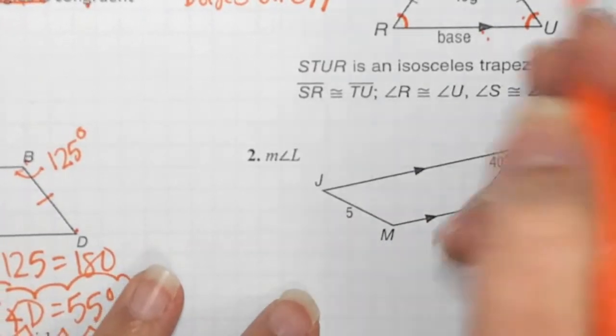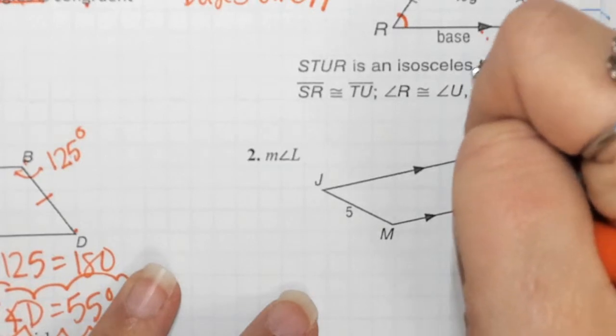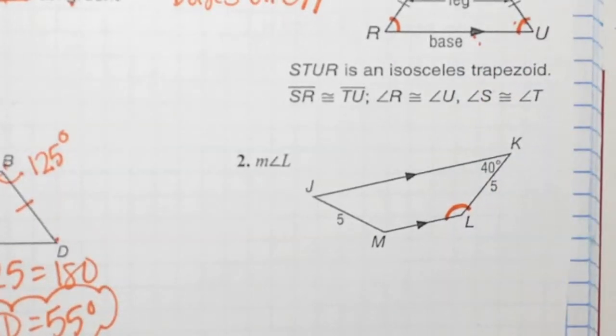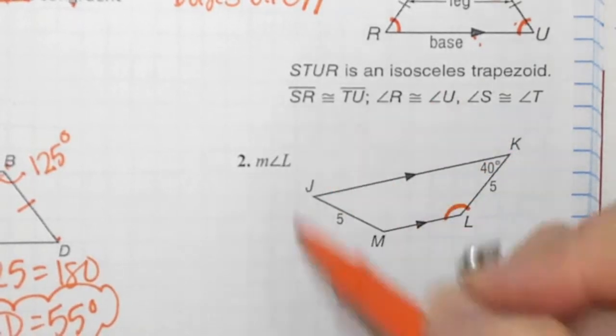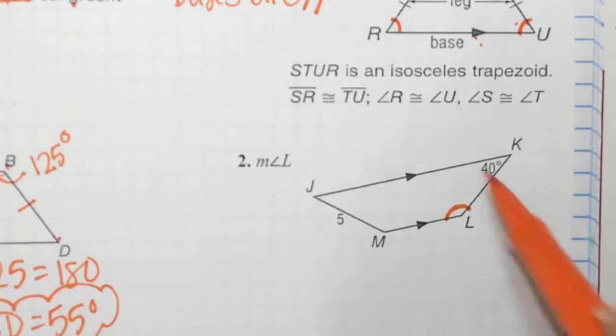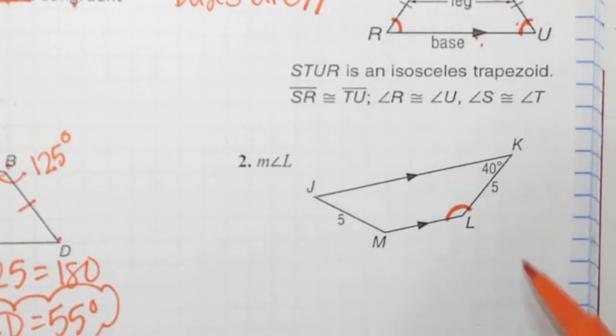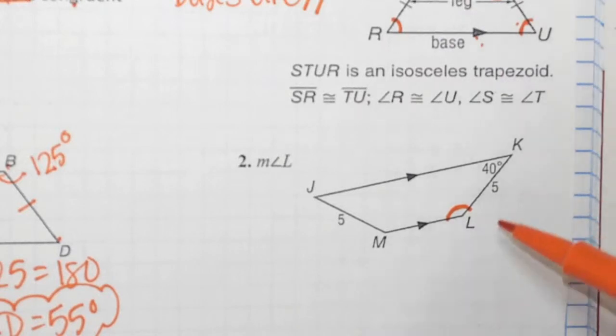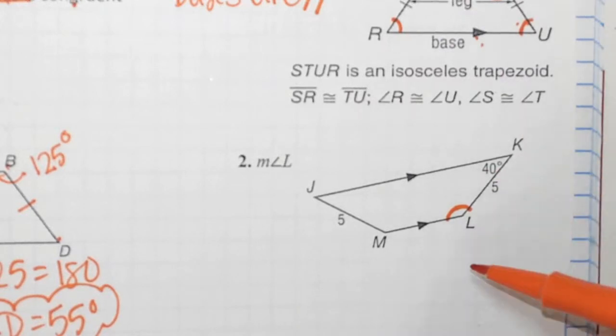Let's look at this problem right here. It says find the measure of angle L. Now, what do we know about K and L? They're consecutive. And what kind of trapezoid is this? Is this just a regular old good old-fashioned trapezoid, or is it an isosceles? Fantastic. So what would we do with angle K and angle L?